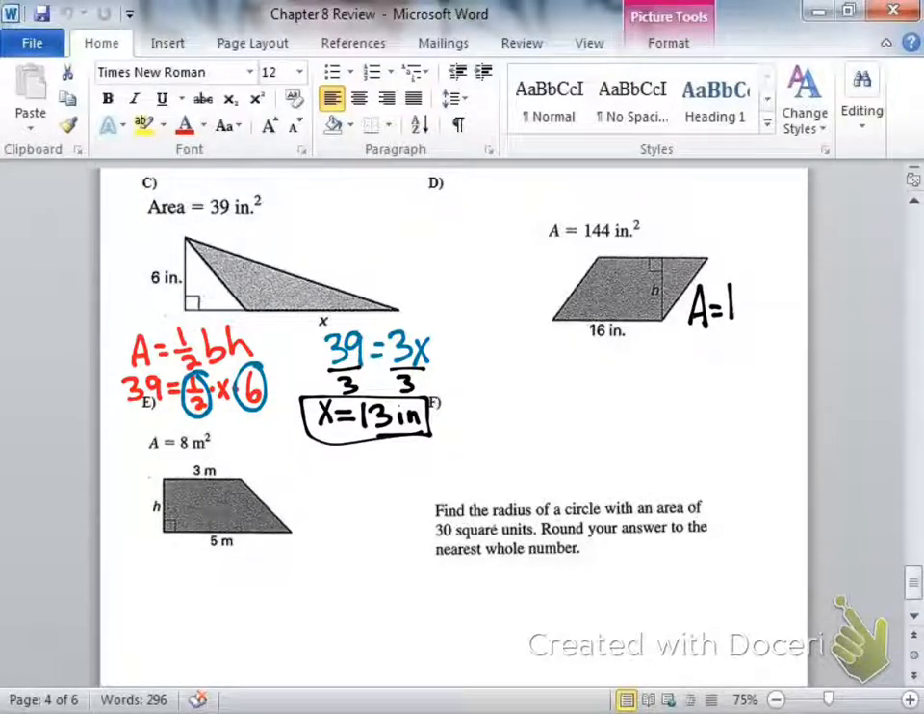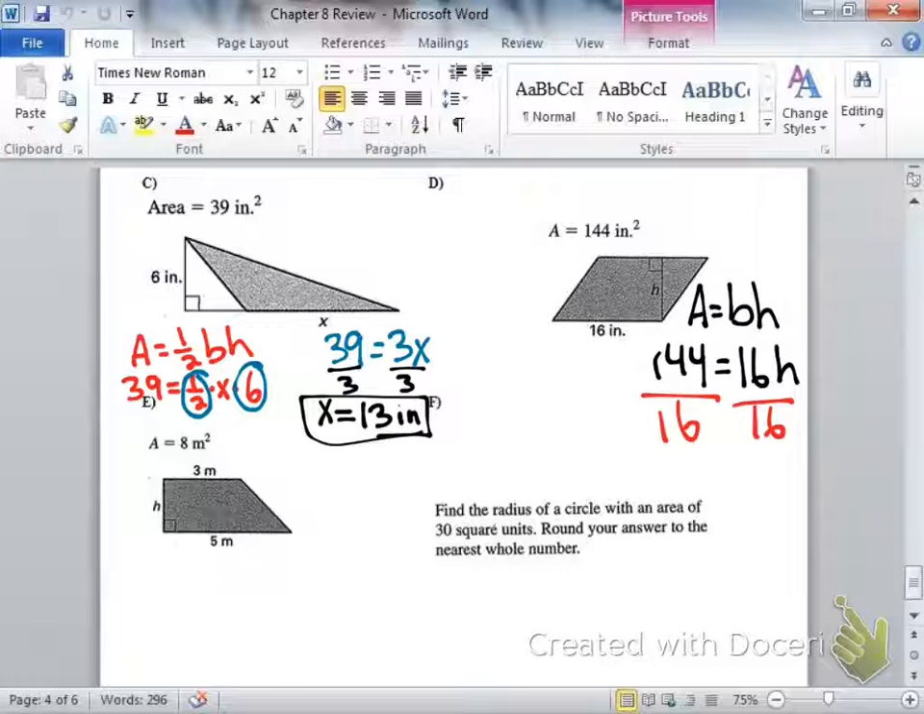D, we're looking at a parallelogram. Again, you have to find the formula for the area of a parallelogram first. That's where you start. Plug in the parts you know. We know the area is 144. We know that the base is 16. We do not know the height. That's what we're trying to find.